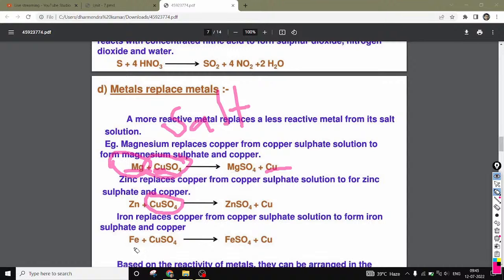So here iron is going to react with your copper sulfate, right? Because iron is highly reactive than copper, so copper is replaced by the iron. So iron replaces copper from copper sulfate solution to form iron sulfate and copper, right? So here you can see in all the reactions copper is getting replaced by the different highly reactive metals. Why? Because copper is less reactive than these metals, so that is why a new metallic salt is going to form in the different reactions, right?